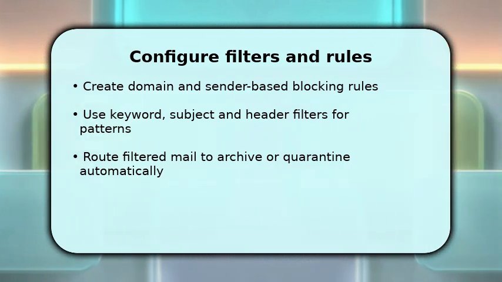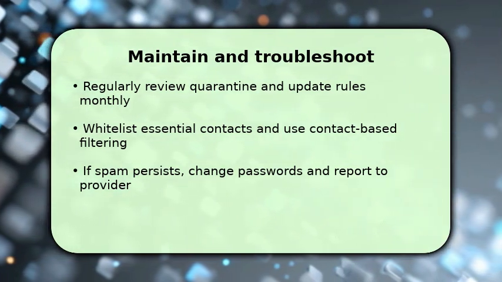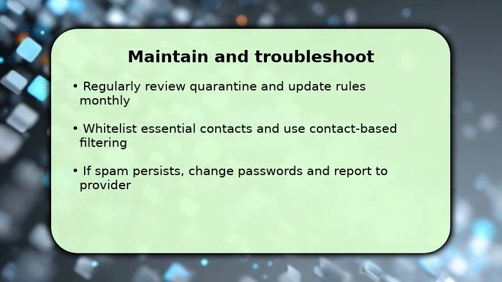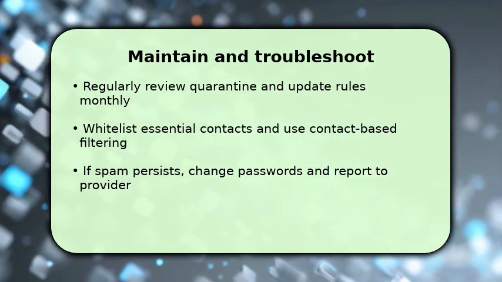Finish by setting a maintenance rhythm. Review quarantine mail weekly at first and update rules monthly to adapt to new tactics. Whitelist known contacts and use contact-based filtering so important mail never lands in quarantine.